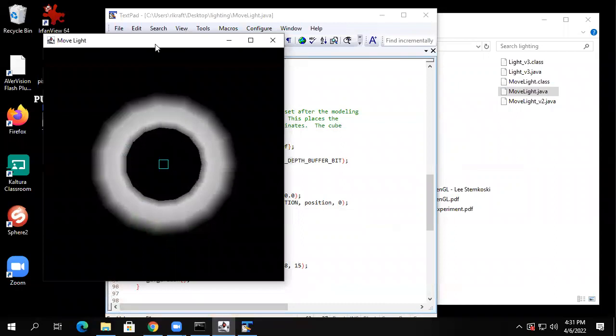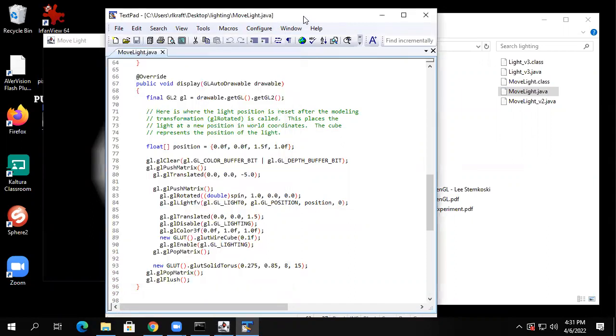Okay, so we've got three things: the torus, the thing that's acting like the light ball, and the light itself. Then we look at the code. We clear the screen. Now this push matrix, pop matrix don't really need to be there. He could have just replaced them with a GL load identity. For some, this is actually a more common way to do it.